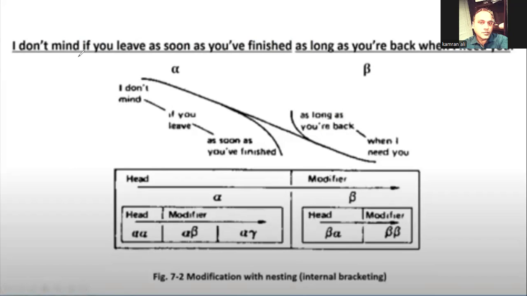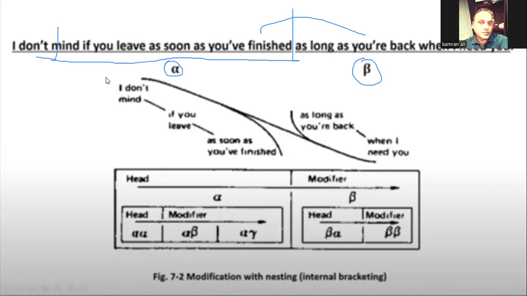Now we can see over here, I don't mind if you leave as soon as you have finished. Now this whole thing is the primary clause, and that's why it's being represented with alpha. Whereas, as long as you are back when I need you, this is the secondary clause, and it is depending on this clause, and that's why it's being shown with beta. Now, this is the broad division of this clause, right?